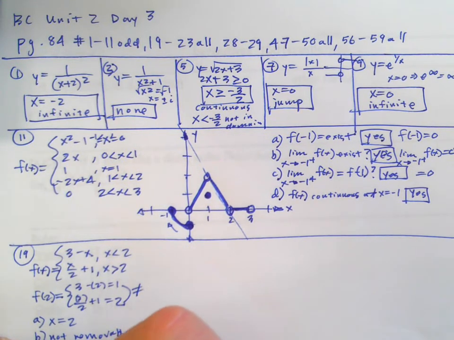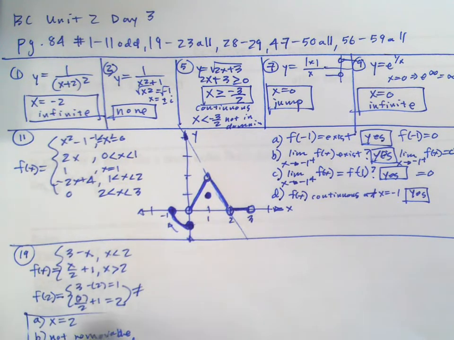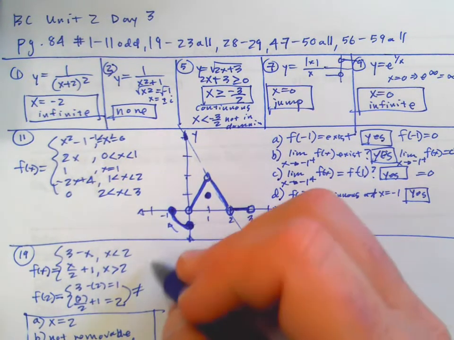because it's a jump. And the one-sided limits are different. If they were the same, then we could plug the hole, if there was a hole, which there was. Okay, so that's 19.